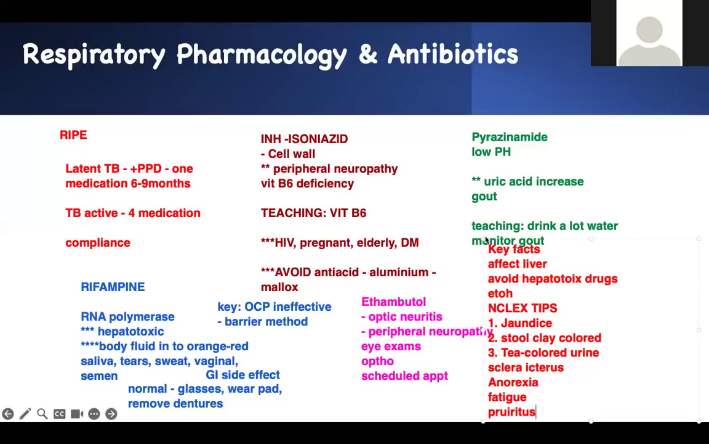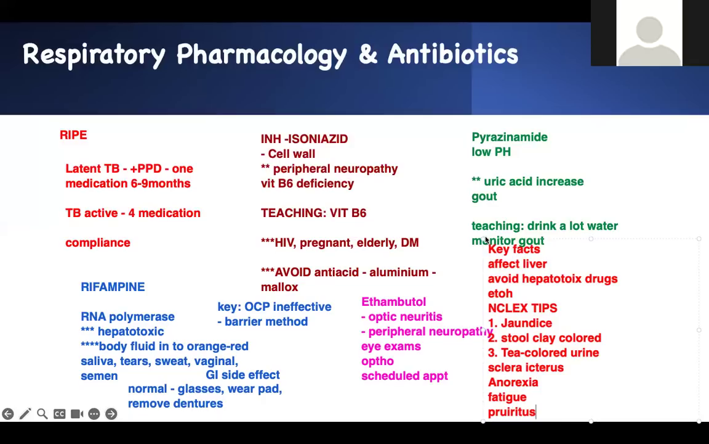Rifampin body fluid changes are all normal. It's not something you should worry about. The only thing you should worry about is birth control. Isoniazid, peripheral neuropathy: don't worry about it, give them vitamin B6. Ethambutol, they need to see ophthalmology. That's a bad problem. It's a priority. Pyrazinamide, they can get gout. You teach them to drink water. But after that, teach them how to avoid liver injury. These four medications are straightforward in NCLEX pharmacology.